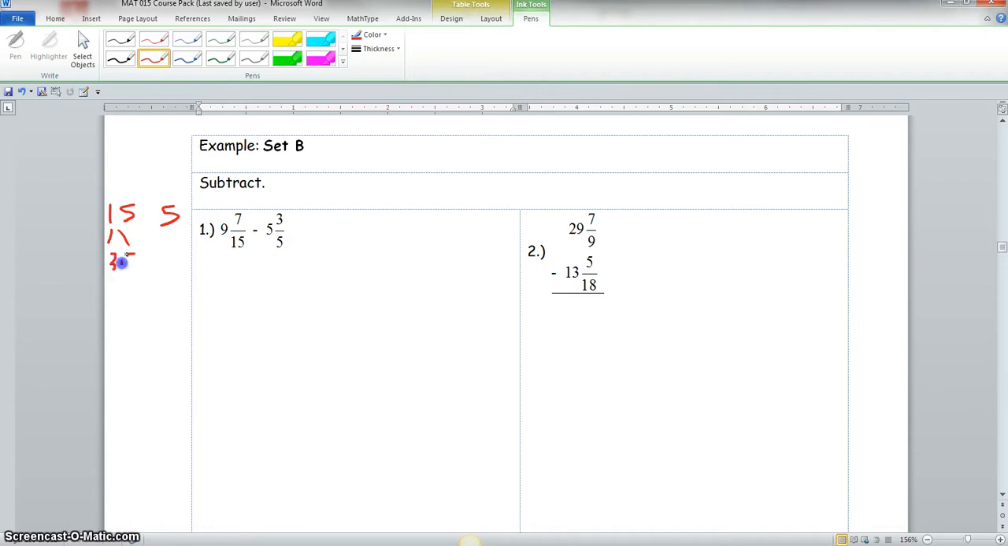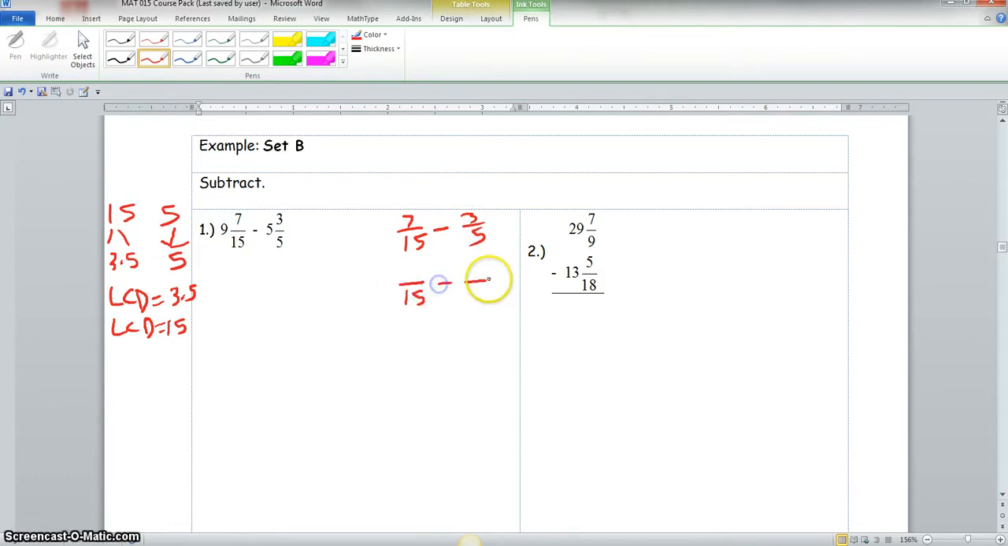15 breaks down to 3 times 5, and 5 we know is its own prime factorization. So the least common denominator is 3 times 5. Least common denominator is 15. So we'll take these fractions off to the side.